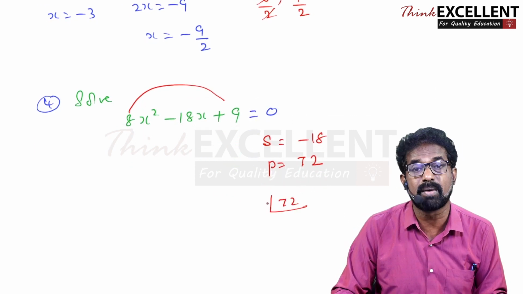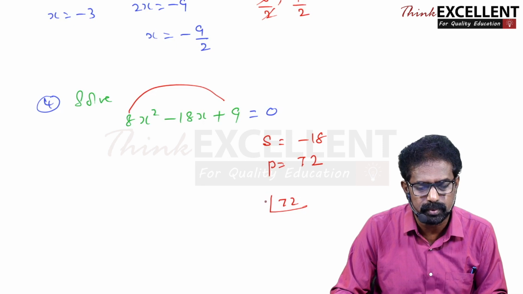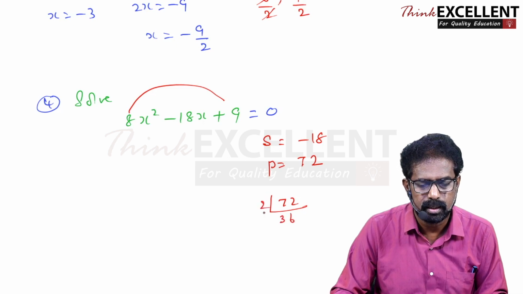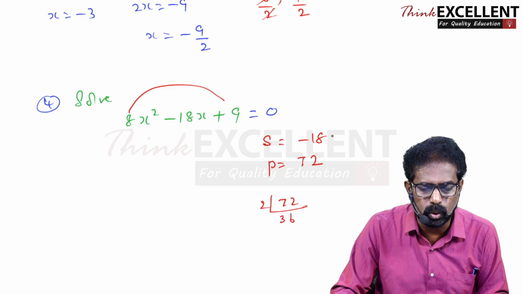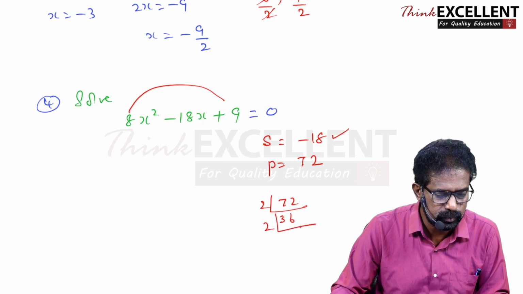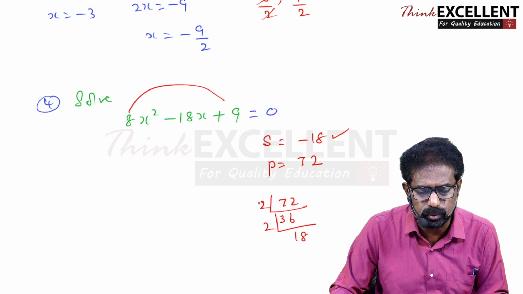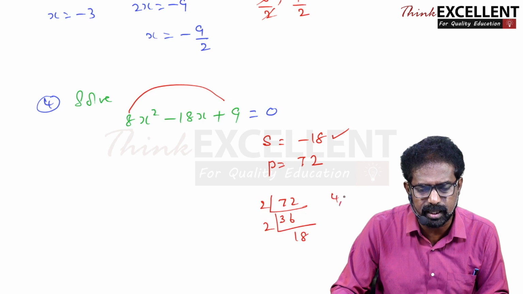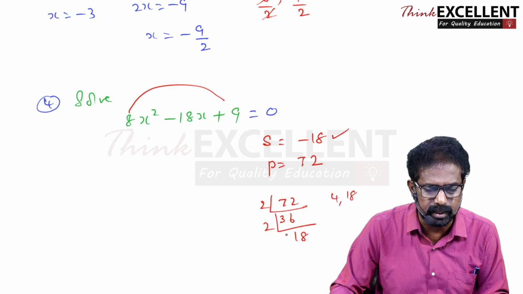72, prime factorization. First, 2 table: 2 and 36, no way you will get minus 18, right? Again 2, you are getting 18. So 2 2s are 4 and 18. 4 and 18, you won't get 18, right?